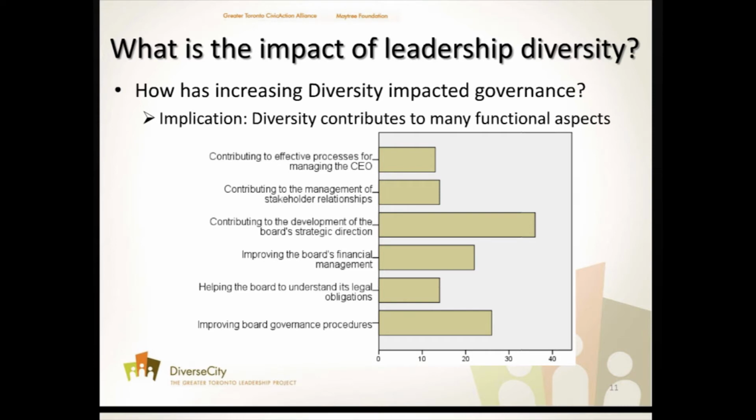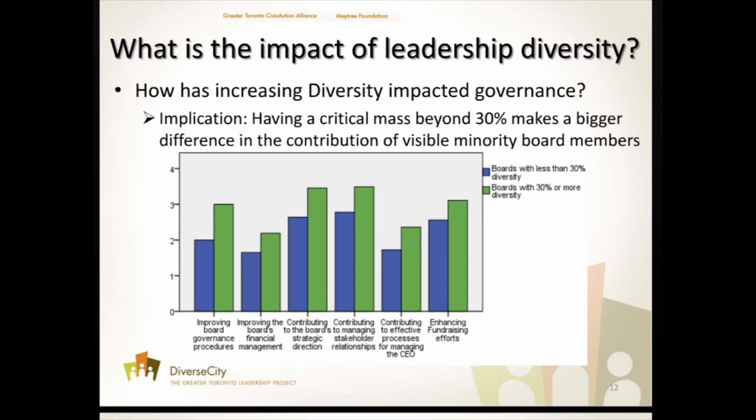When asked, what is the impact of leadership diversity? Respondents answered in some very telling and very functional types of ways. First, standing out foremost is that one impact of diversity is on the way in which boards develop strategic directions and the way in which these are shaped. And we see diversity as having an impact on board governance procedures as well. Greater levels of diversity, or the increasing representation of diverse members on the board, tend to improve board governance procedures. They contribute to the effectiveness of managing CEOs as well, and of course contribute to building greater and stronger stakeholder relationships and managing these more effectively than otherwise would be possible.